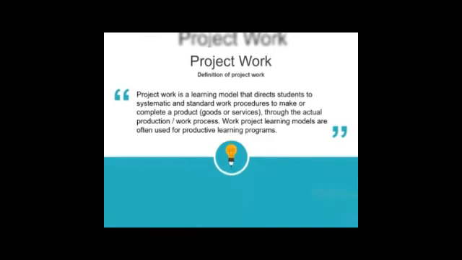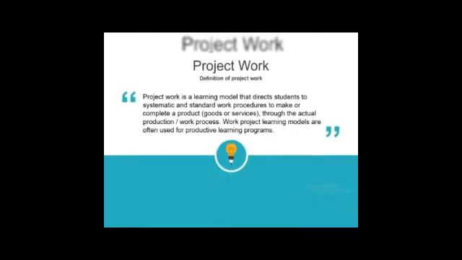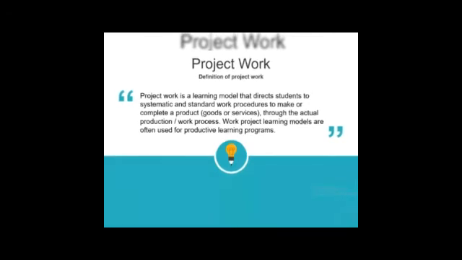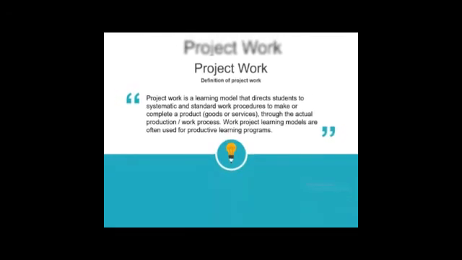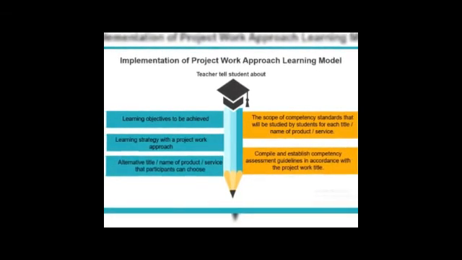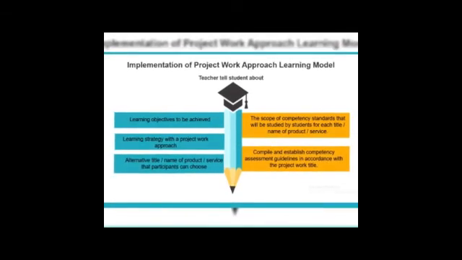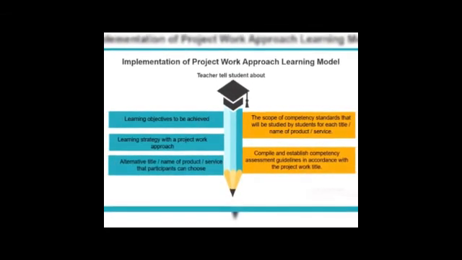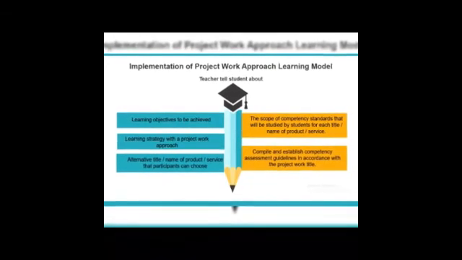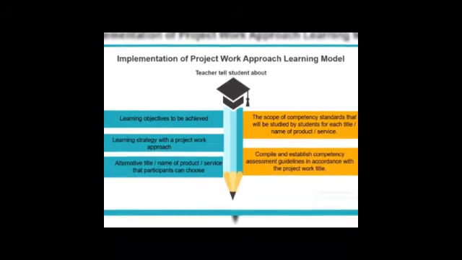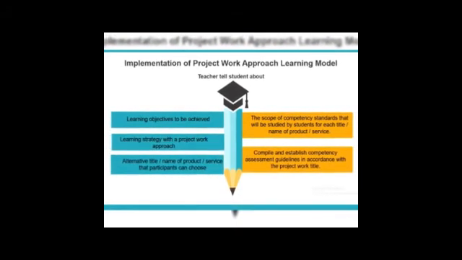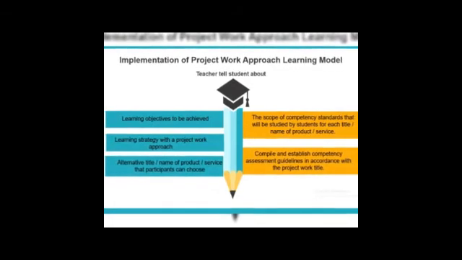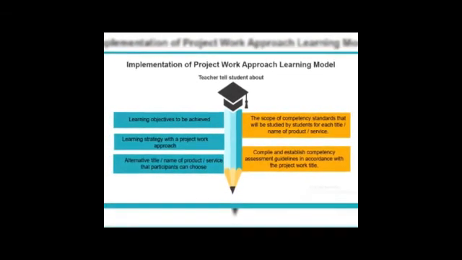Project work is a learning model that directs students to systematic and standard work procedures to make or complete a product, like goods or a service. Throughout the actual production or work process, the project work learning model is often used for productive learning programs. Implementation of the project work approach learning model: there are five roles for teachers to tell their students about. First, learning objectives to be achieved. Second, learning strategies with a project work approach. Third, alternative titles, names of products or services that participants can choose. Fourth, the scope of competency standards that will be studied by students for each title, name of product or service. And last, compile and establish competency assessment guidelines in accordance with the project work title.